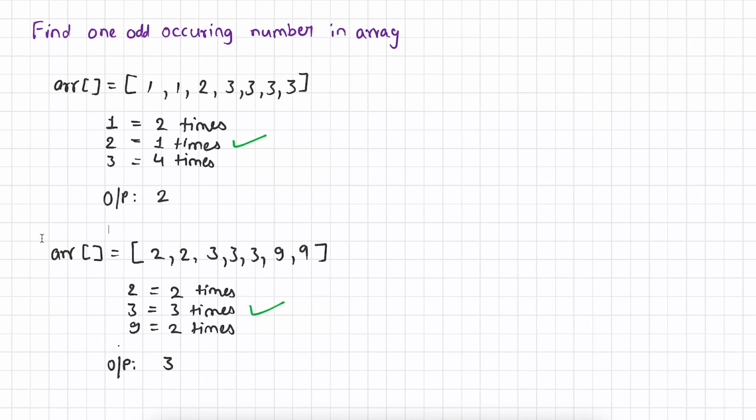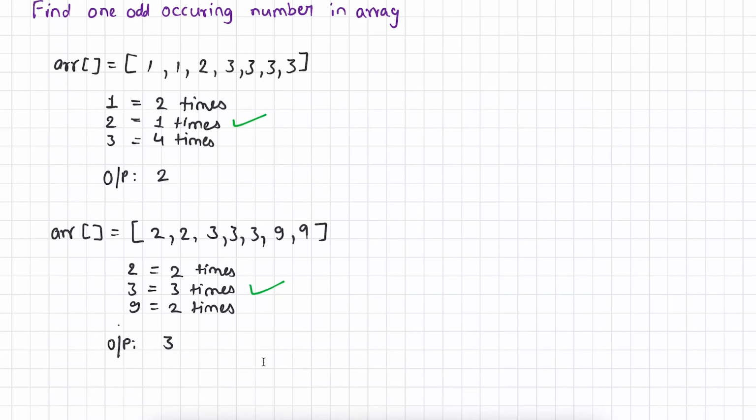Let's see another example. In this array the elements are 2, 2, 3, 3, 3, 9, 9. So 2 appears 2 times, 3 appears 3 times, and 9 appears 2 times. You can see clearly that 2 and 9 appear an even number of times, and 3 appears an odd number of times. So the output of this input is 3. Now let's pause this video and think about a solution to this problem.